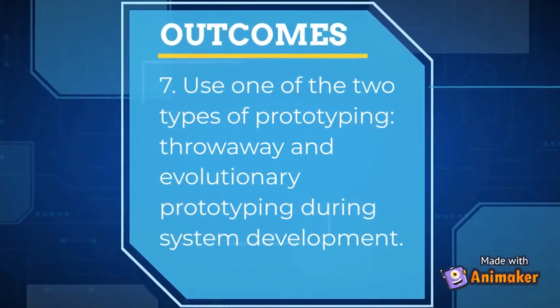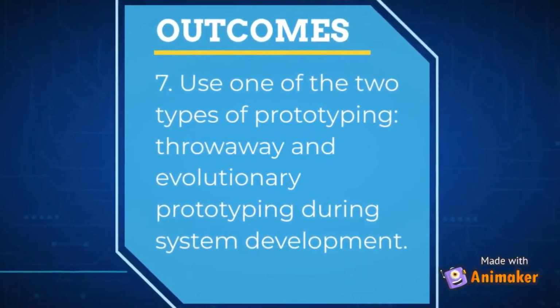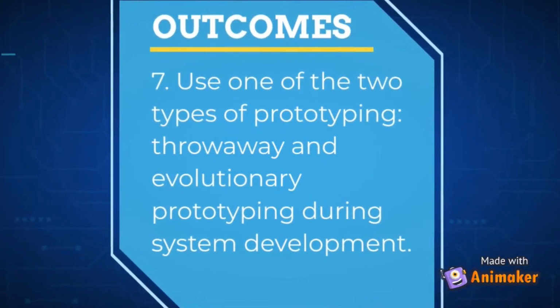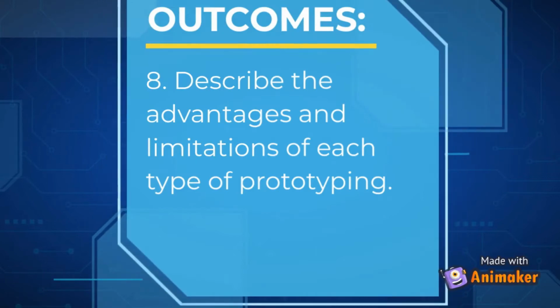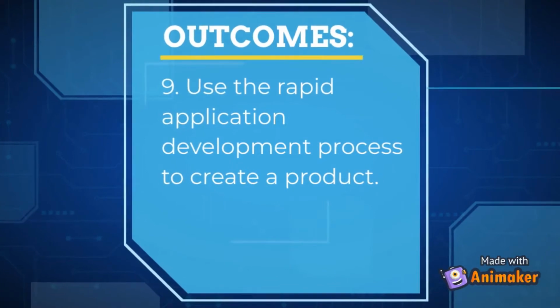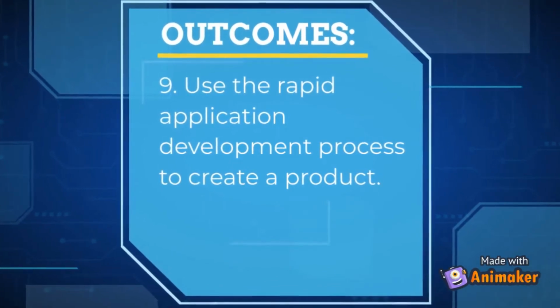Number 7. Use one of the two types of prototyping, throwaway and evolutionary prototyping, during systems development. Number 8. Describe the advantages and limitations of each type of prototyping. And number 9. Use the rapid application development process to create a product.